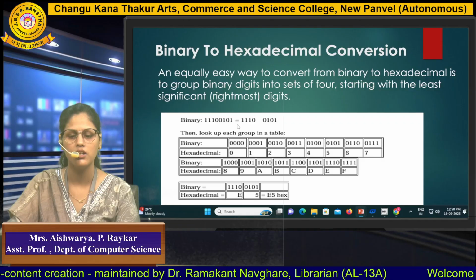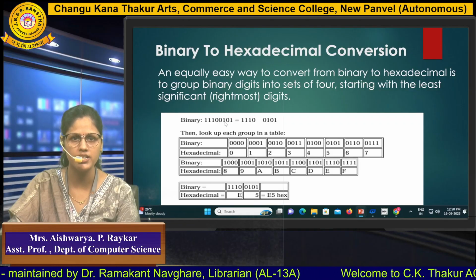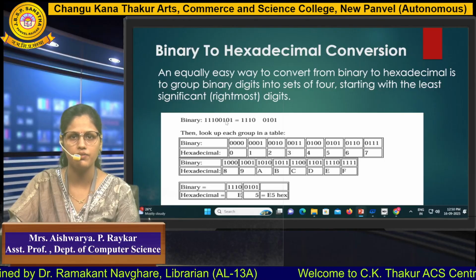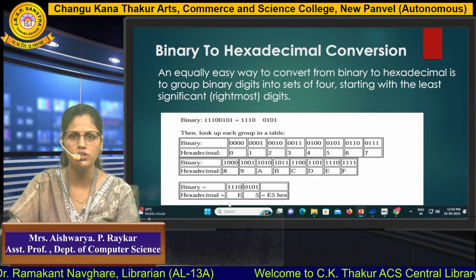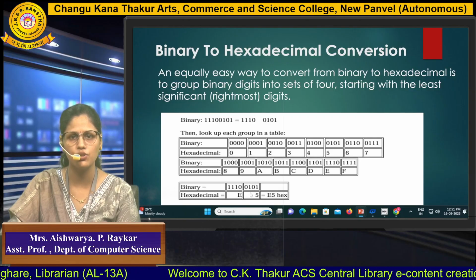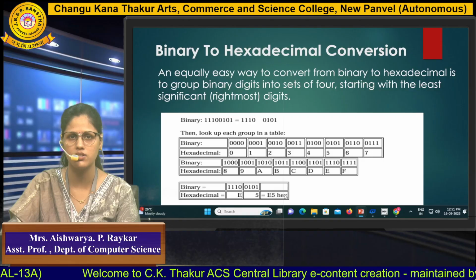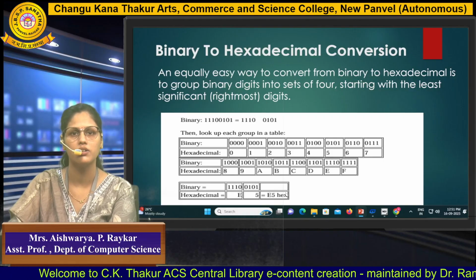So the number is 111 So from the last I am starting 0100 and 1100, and simply let's find out the hexadecimal number of it. So 1110 is E, 0101 is 5. So E5 to the base 16 is the hexadecimal number we got.